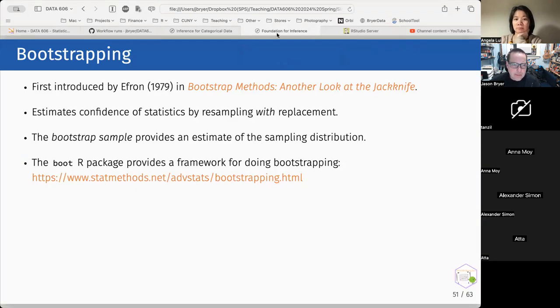So bootstrapping is a strategy first introduced by Efron in 1979. There's a link to his paper if you're so interested. And the idea here is to attempt to estimate the sampling distribution by using our single sample, right? So maybe it's worth stating again, right?